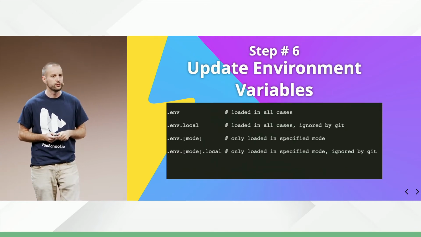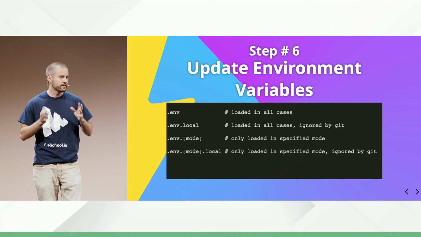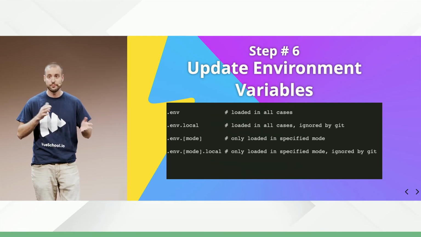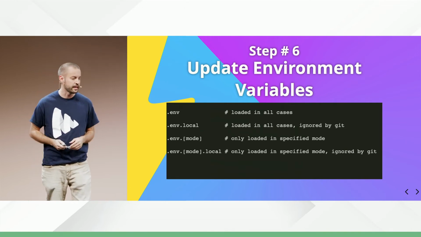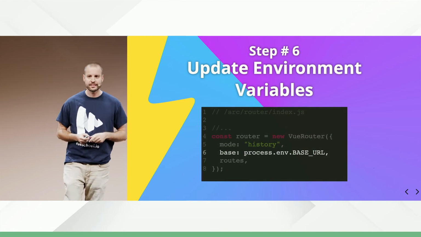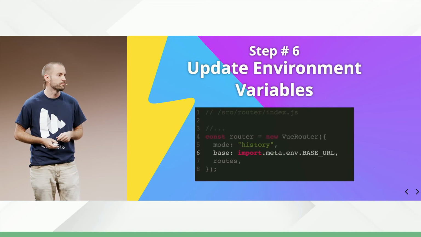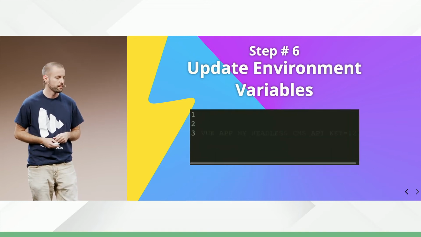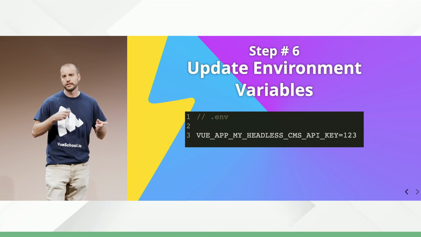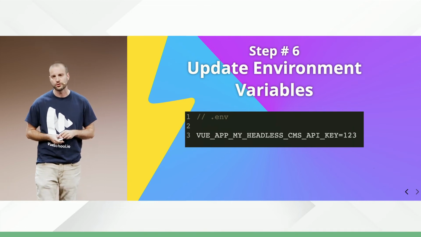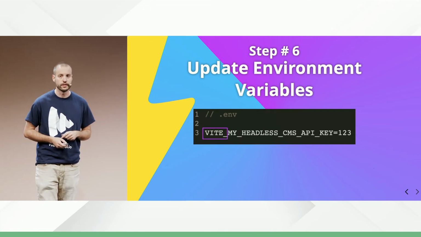All right, we also need to update our environment variables. Now, the way the files work is actually exactly the same in Vue CLI and Vite, so this is great. We don't have to rename any files, but the way we access those variables is just slightly different. Instead of process.env, now we're doing import.meta.env. All right, next we are prefixing VUE_APP_ to variables that will be exposed to the browser in Vue CLI. In Vite, we're using VITE_ instead.